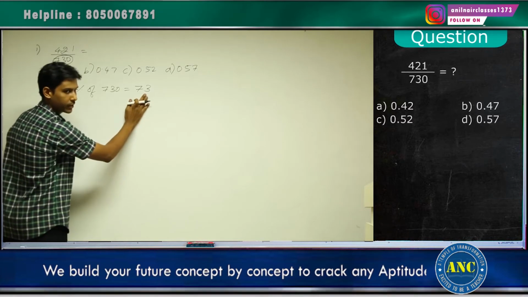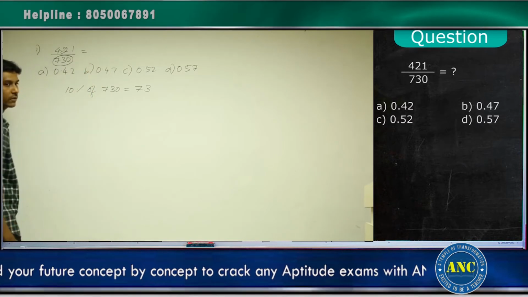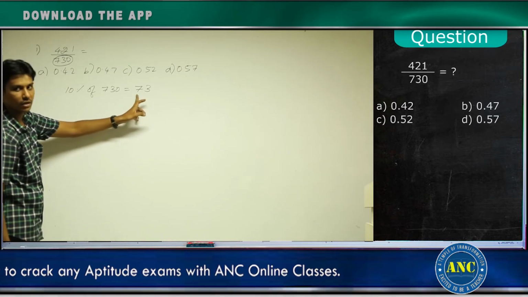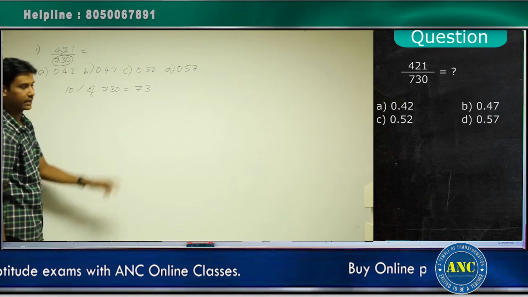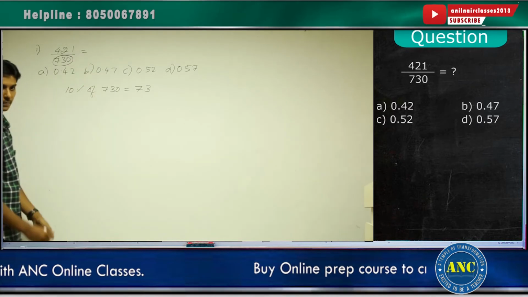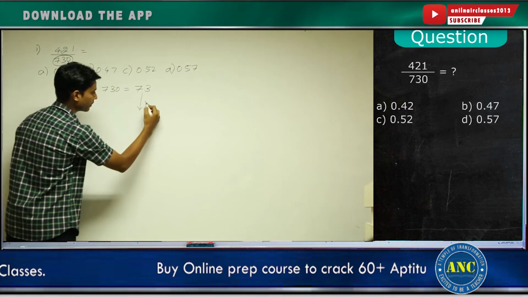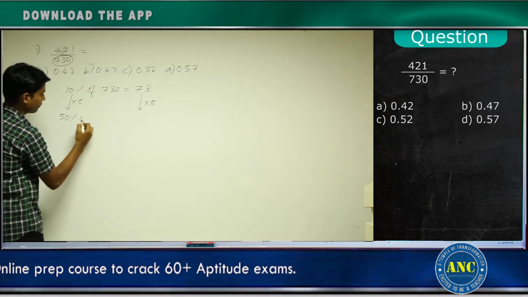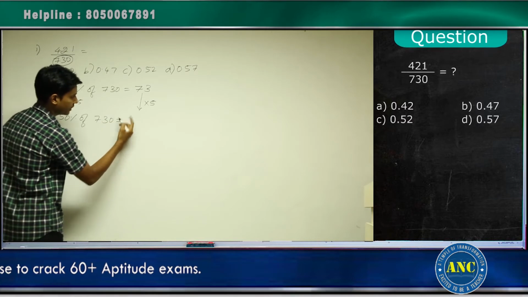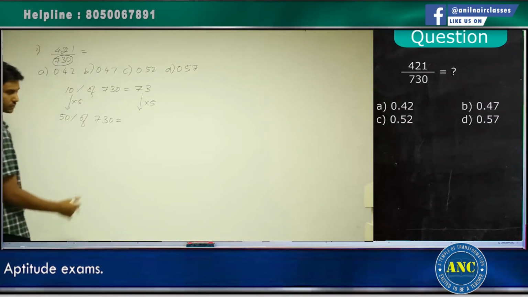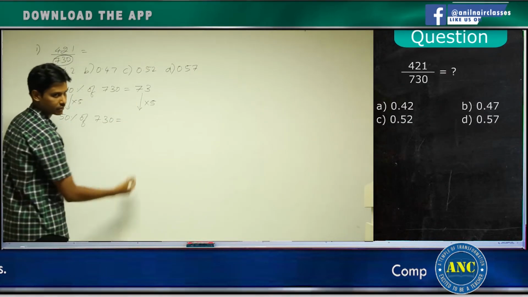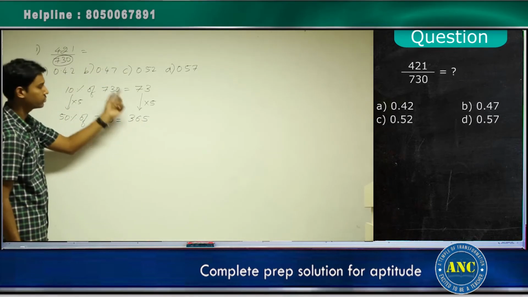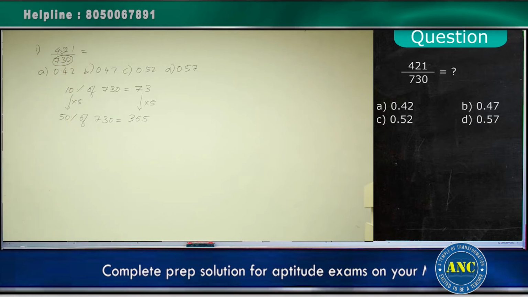Which number when multiplied by 73 will be close to 421? If I multiply 73 by 6, 70 into 6 is 420, 73 into 6 is 438. You are exceeding the given number. That means let me multiply it by 5, that means 50% of 730. It is 73 into 5. How much is 73 into 5? 365. That means you got a value of 365 now. You still need to get a value of 421.